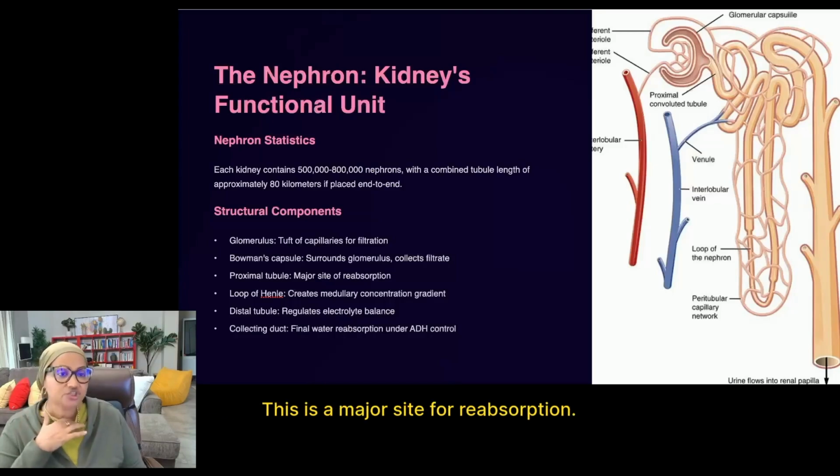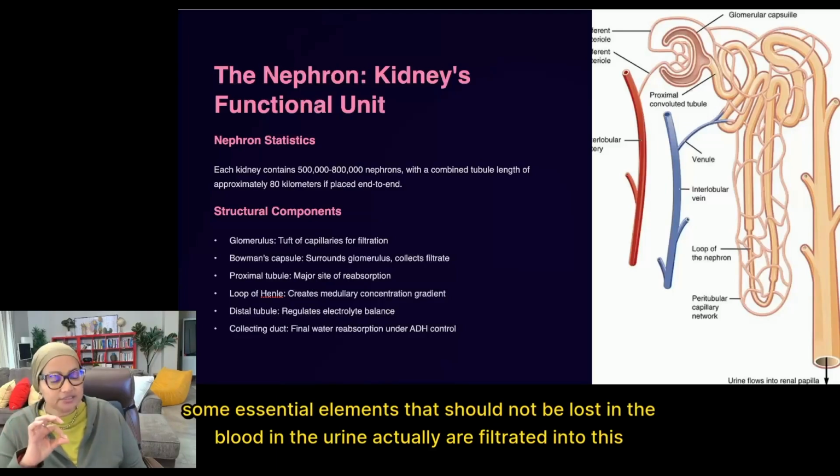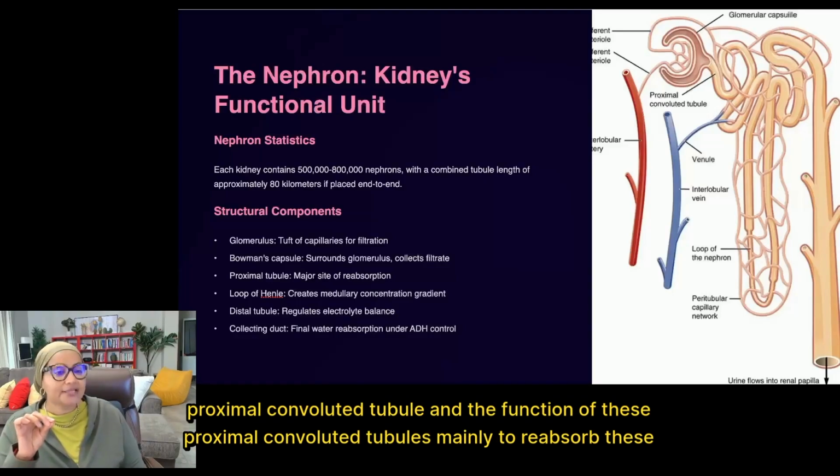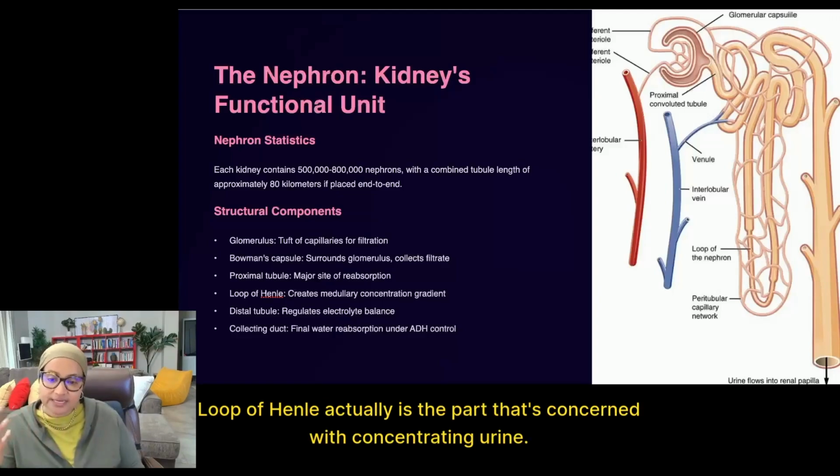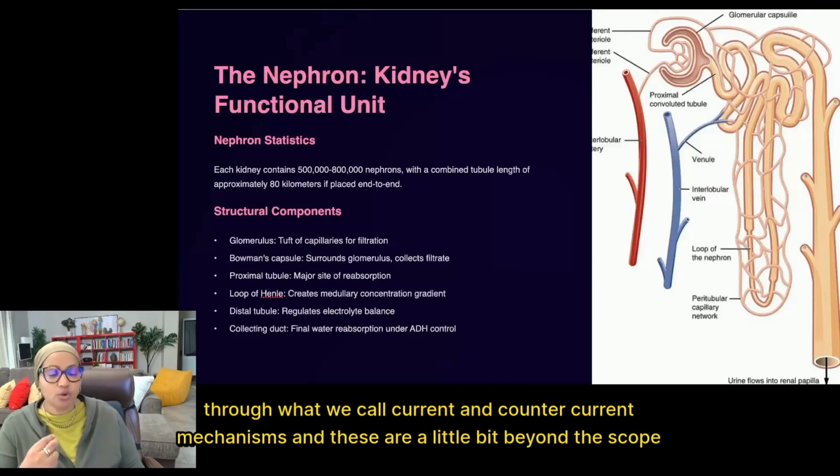This is a major site for reabsorption. Remember, some essential elements that should not be lost from the blood into the urine are actually filtered into this proximal convoluted tubule. And the function of this proximal convoluted tubule is mainly to reabsorb these essential elements. Then the loop of Henle. The loop of Henle is the part that's concerned with concentrating urine through what we call countercurrent mechanisms.